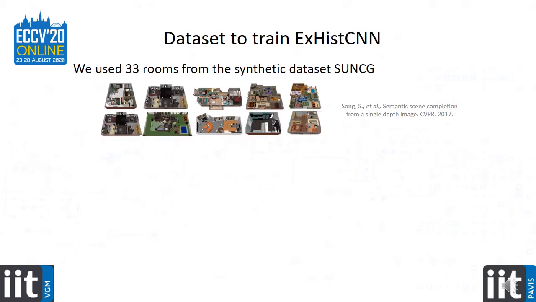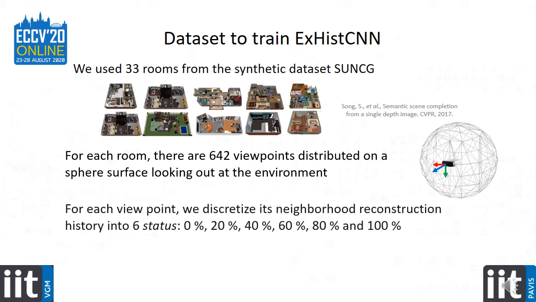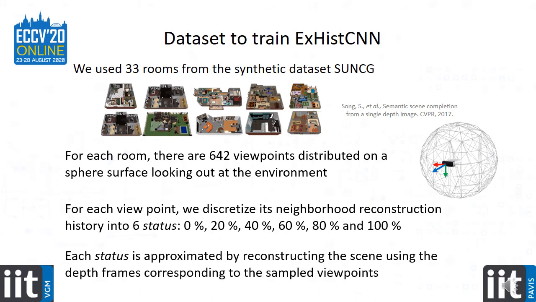We used 33 synthetic rooms from SunCG to generate our dataset. For each room, we render 642 viewpoints distributed on a sphere surface looking out at the environment. To make the dataset generation tractable, for each viewpoint, we discretize its neighborhood reconstruction history into 6 statuses, from 0% to 100%, with 20% as a gap. Each status is approximated by reconstructing the scene using the depth frames corresponding to the viewpoints that are sampled based on each reconstruction status.